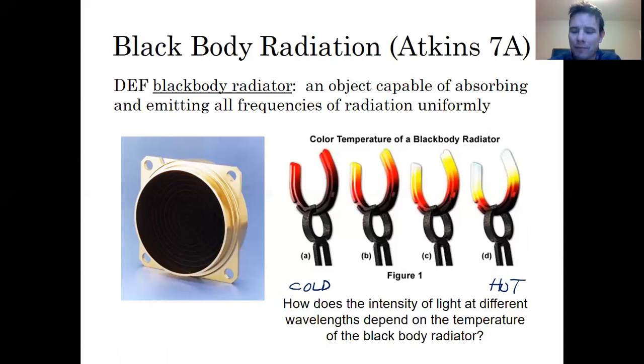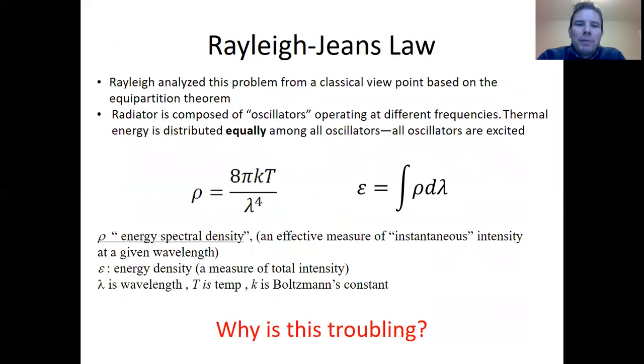So where does this come from? Well, the first people to think about these were named Rayleigh and Jeans. Rayleigh's a pretty famous scientist, as in Rayleigh scattering. Anyways, they analyzed this problem from a classical viewpoint based on the equipartition theorem. You may remember the equipartition theorem from last semester when we were calculating heat capacities, 1/2 kT per quadratic degree of freedom.